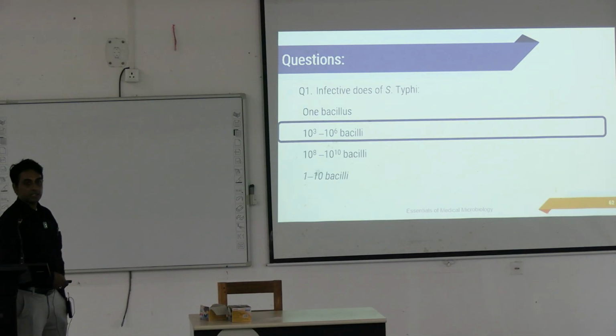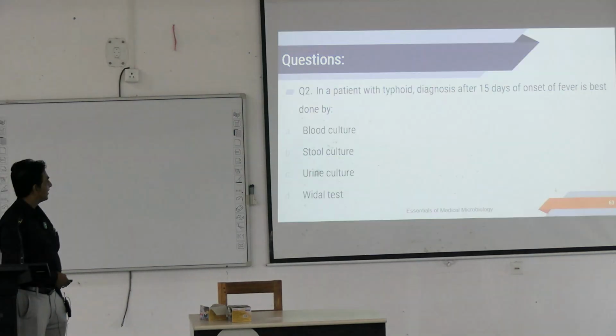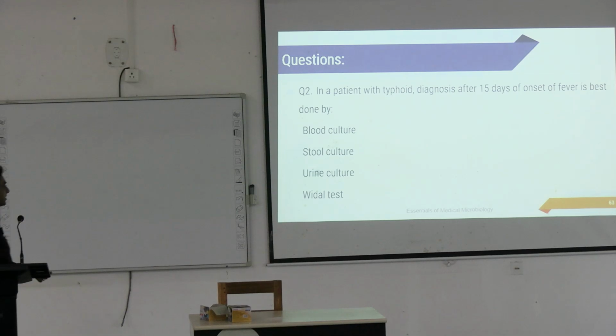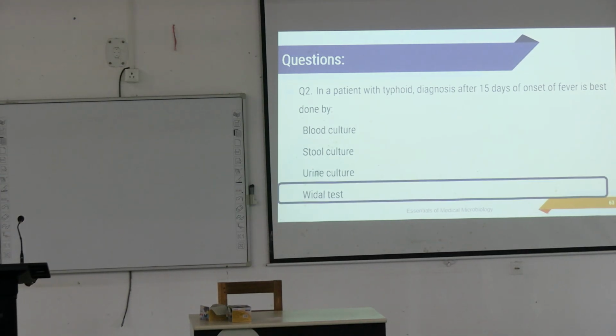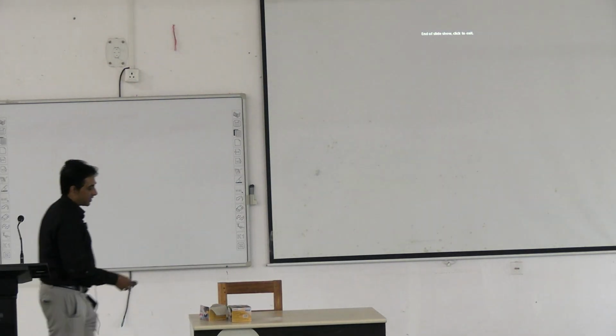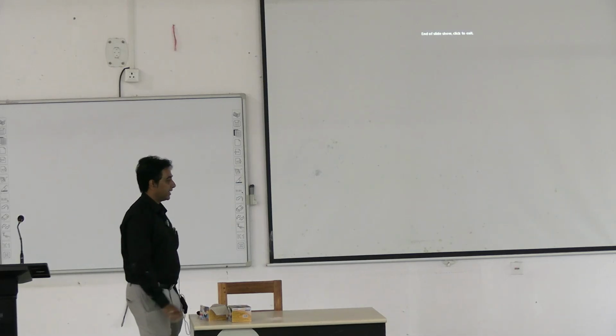So, what is the infective dose of Salmonella typhi? 10 to the power 3 to 10 to the power 6 bacilli. In a patient with typhoid, how will you diagnose after 15 days? Widal test. Antibodies against which of the following antigens appear in a carrier? Vi antigen. Okay. So, we are coming to the end of enteric fever.